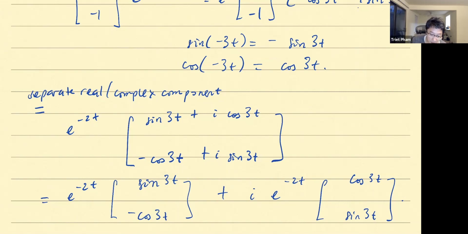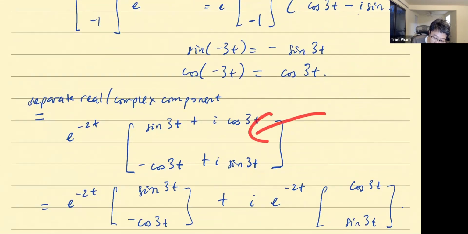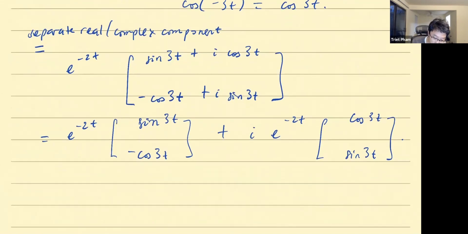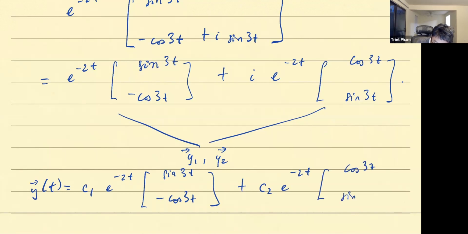So again, pick one solution, use Euler's formula, combine them, and then separate out the real and complex part. Then surprisingly, this will be your y1, y2. In other words, your solution in real-valued terms will be C1 e to minus 2t times sine 3t minus cosine 3t, plus C2 e to minus 2t times cosine 3t plus sine 3t. That's the solution. Any question?